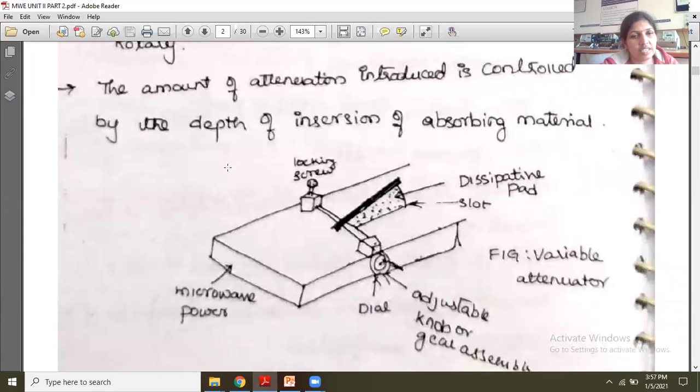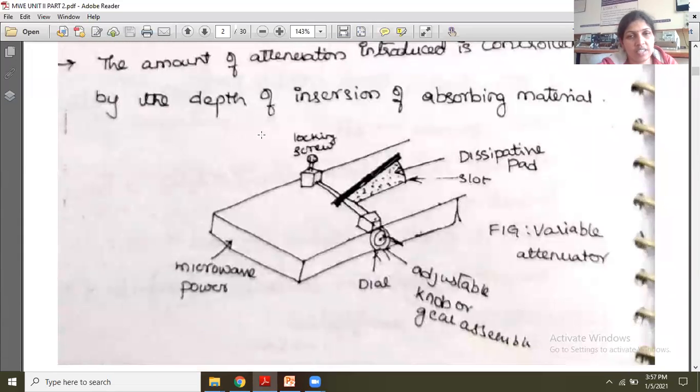Now, this is a diagram of a variable attenuator. There is a dissipative pad here and we can hold the pad from this end. There is a lock and screw system here which can be adjusted. When the microwave power is inserted into the waveguide, this dissipative pad can be pulled up or pushed in. If the pad is completely inserted, it will absorb the microwave power. Maximum attenuation will happen and the remaining power will travel through the waveguide.